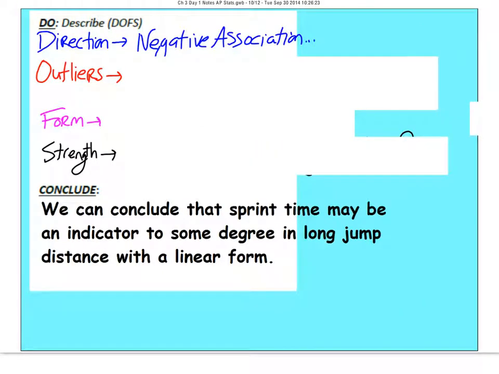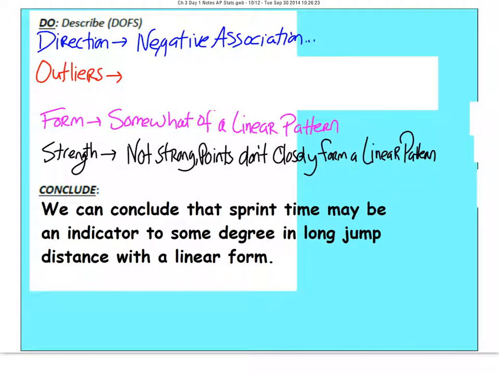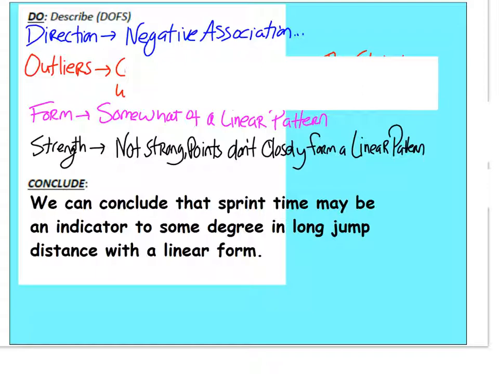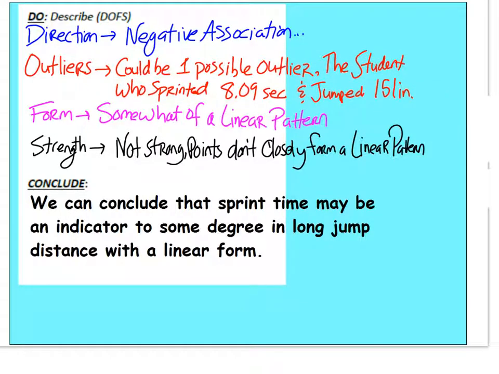Again, the direction, there's a negative association between the two variables, so state that in context. The form is somewhat of a linear pattern. The strength on here, not strong. The points don't closely form a linear pattern. Maybe moderately strong is decent, but definitely I would say don't say it's a strong pattern necessarily. And in terms of outliers, there could be one possible outlier that we talked about, that individual who's at 8.09 seconds and then 151 for their long jump.